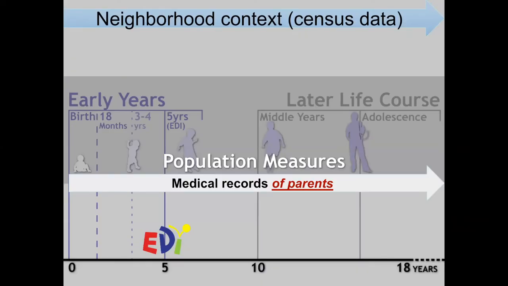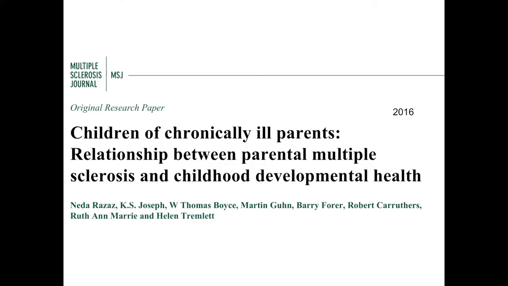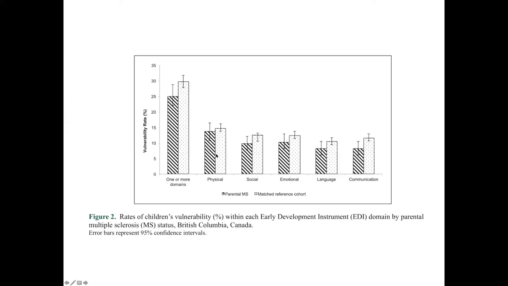So apart from linking to the medical records of the children themselves, another PhD student who worked here at HELP, Neda Rosas, she linked EDI data to the medical records of the parents for which we had EDI data. And in this particular case, she looked at multiple sclerosis. That was her area of interest. And without going into much detail about the findings, the interesting piece is that we now can look at parental health outcomes, in this case, multiple sclerosis, and the child development outcomes from a fairly holistic perspective using the EDI data, and see to what extent they are different from the general population.